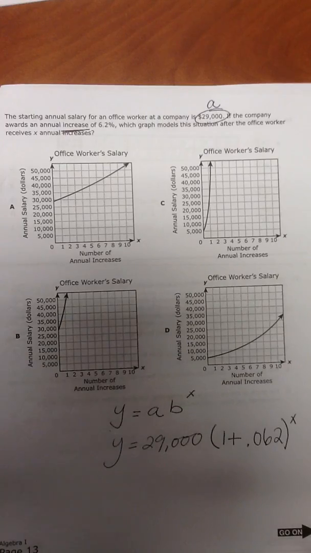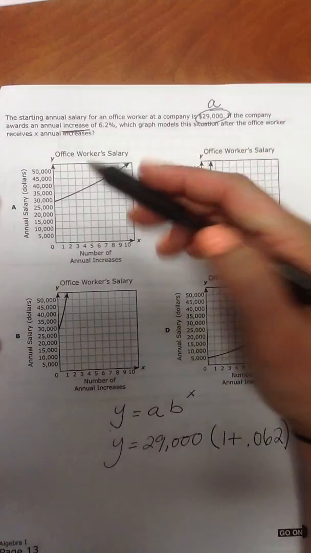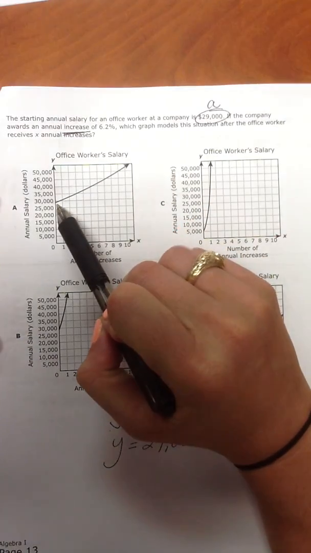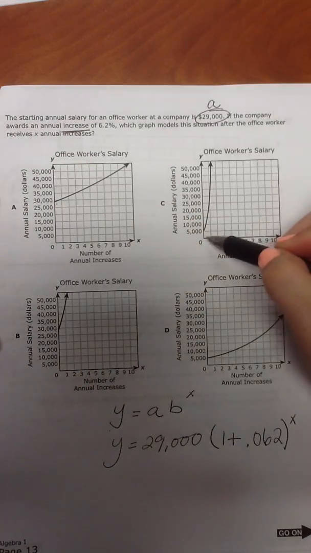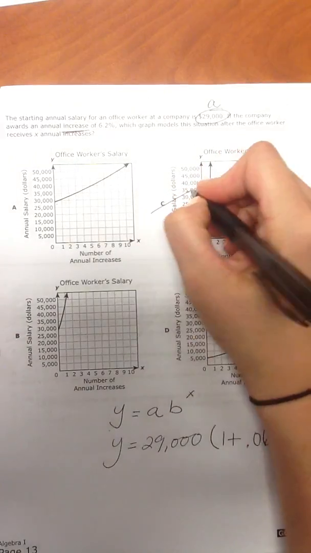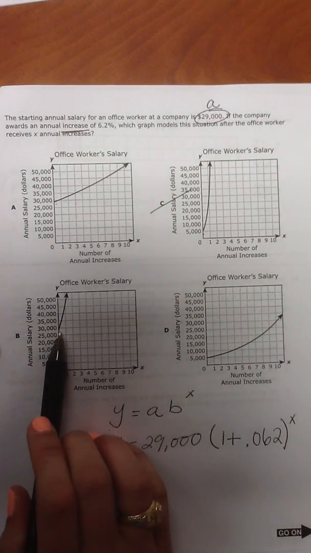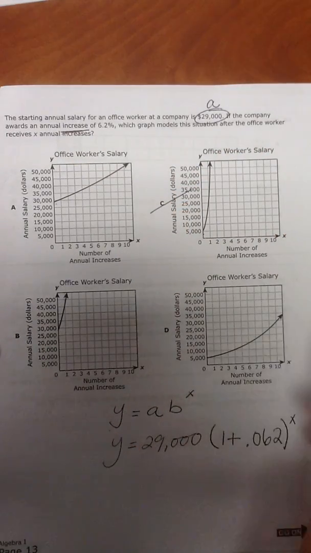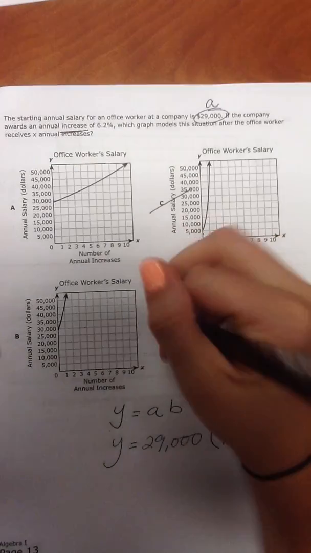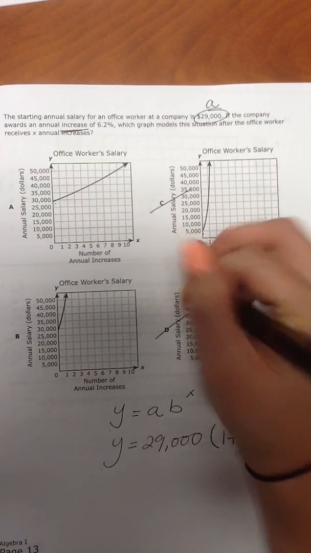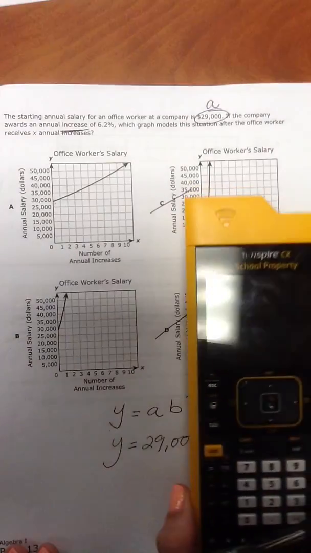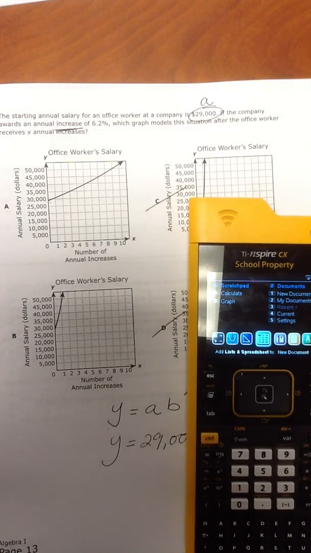So right off the bat, let's look. We know our starting value is 29,000. Okay, that means let's see. Okay, this one looks at about 29,000, so we're gonna leave that one. This one says starting salary is 5,000, gone. This one says about 29,000, okay, we like that. And then this one says 5,000, we don't like that one. So, I now am gonna just go here.